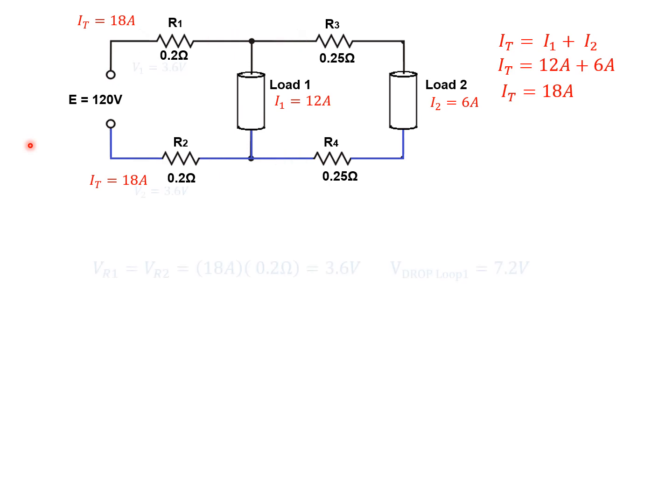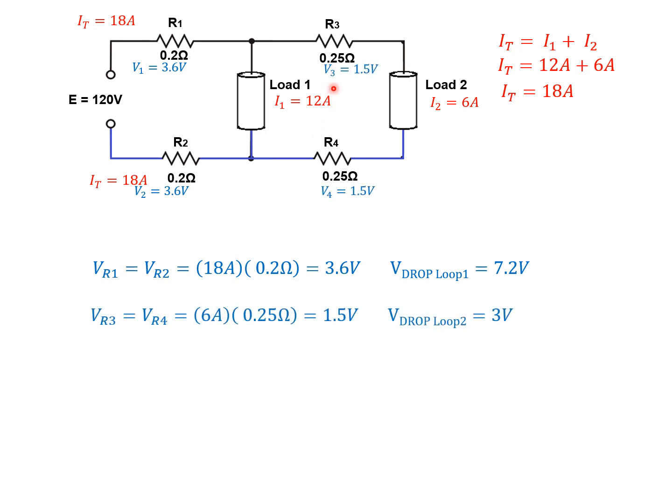Knowing that we have an IT of 18 amps, that's going to be flowing through R1 and R2, which represents the resistance of our feeder wires going to load 1. 18 amps times 0.2 ohms means we're going to lose 3.6 volts in each wire, for a total drop around this loop in our feeder wires of 7.2 volts.